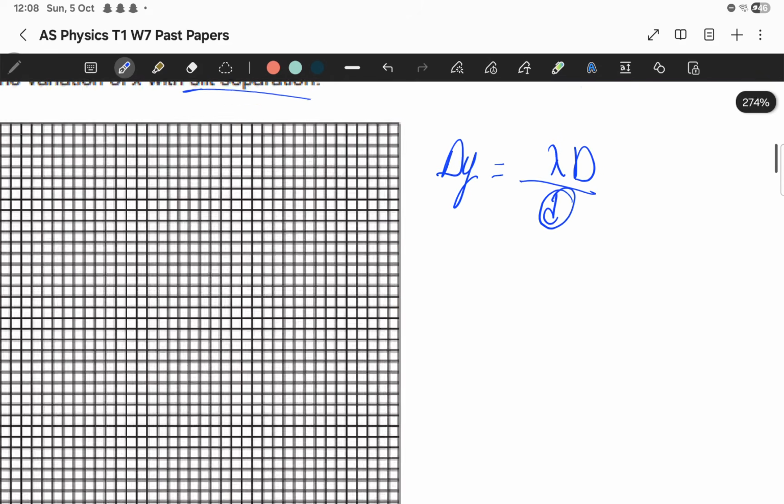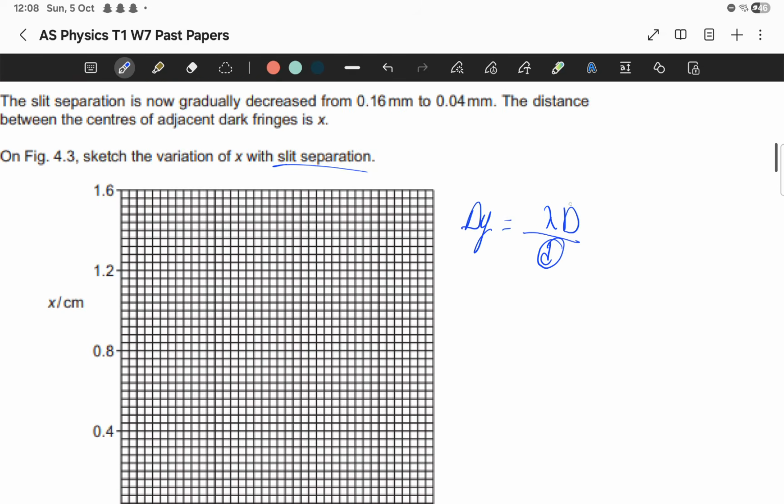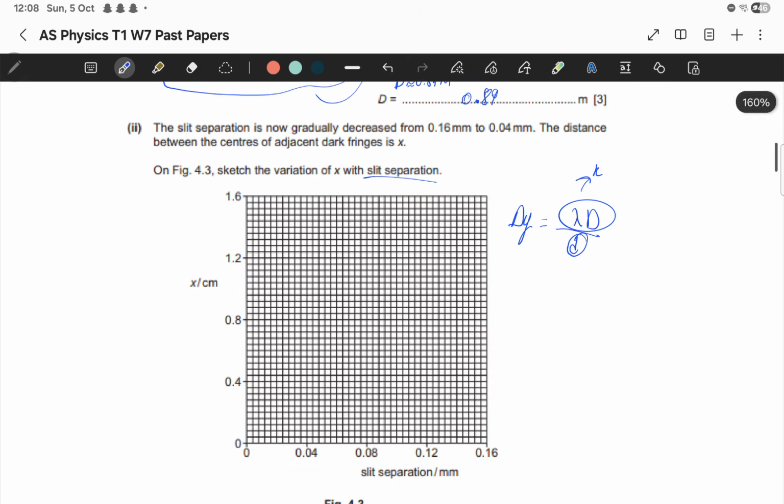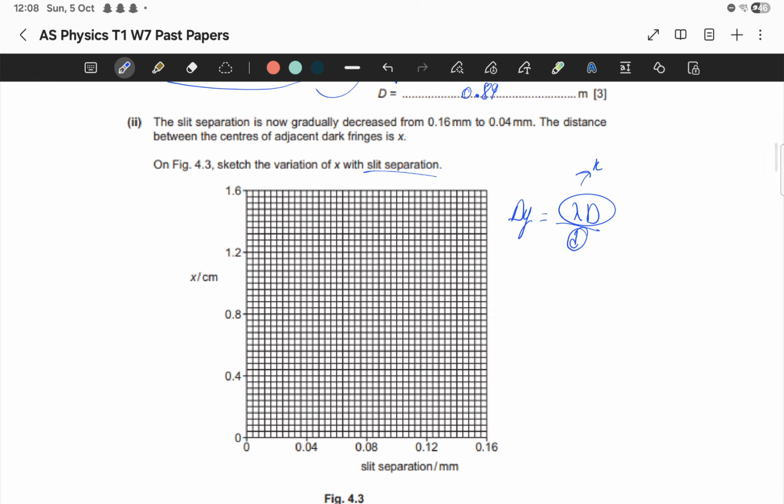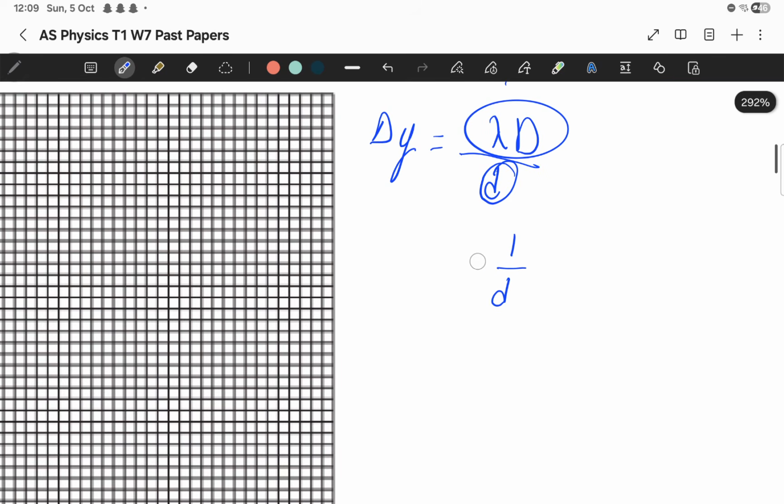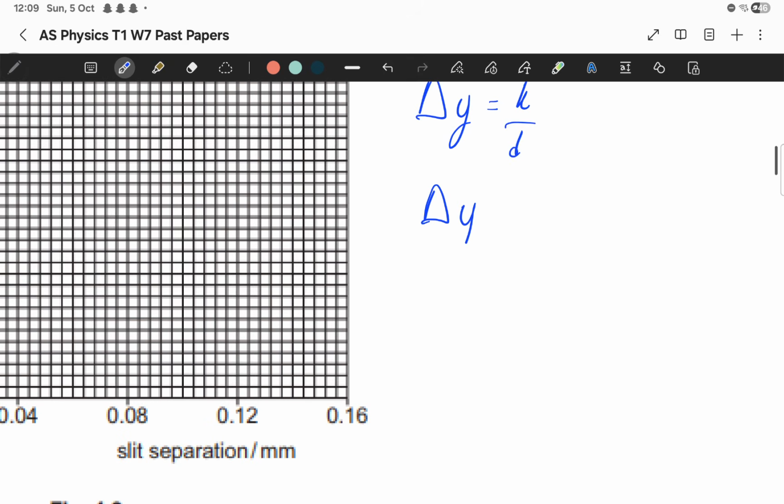Now, this is delta y, right? And lambda and D are constant, because I'm not changing my wavelength, nor am I changing the screen distance. They said that stays the same. The only thing they're changing is the slit separation, so they're changing d, and consequently the delta y will change. So essentially what I can say is delta y is proportional to 1 over d. You know this from math. This is just going to say delta y is equal to k over d, which you can simplify to delta y is proportional to 1 over d.